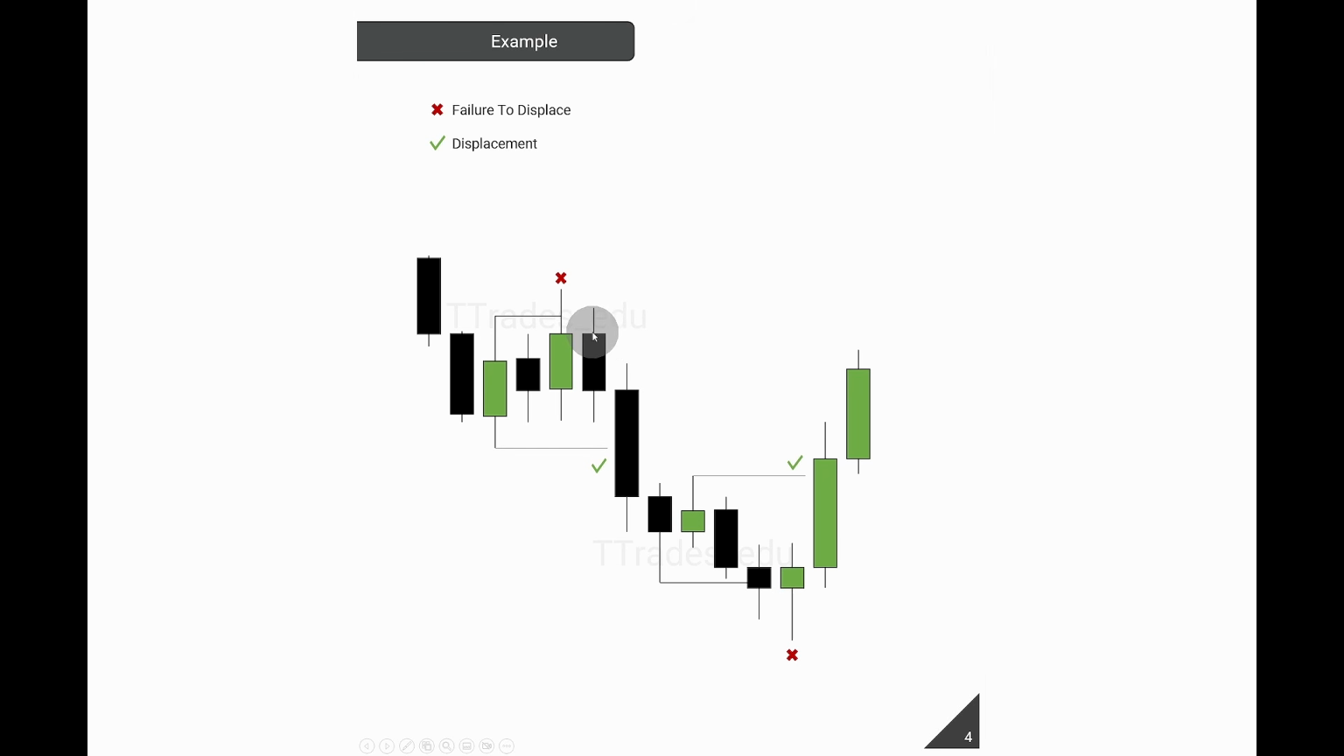Now that you understand the difference between price displacing and closing over structure or failing to displace over structure, let's get into the charts and look at some examples.